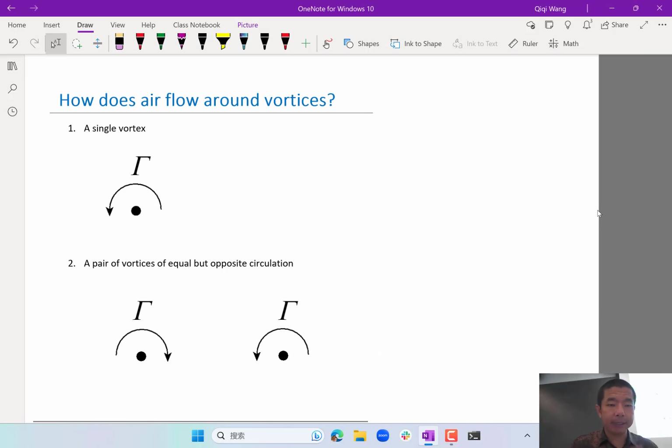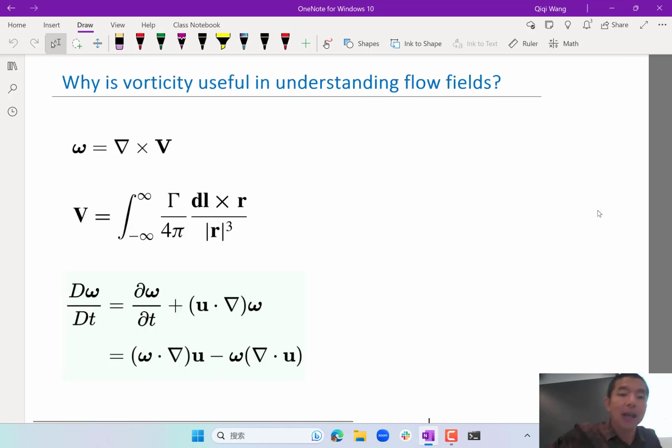Okay, so let me skip this and leave you as homework the airflow around vortices. But why is vorticity useful in understanding flow fields? The important thing is that, maybe not so easily at first, but once you grasp the idea of the vortex-induced flow field, you can pretty intuitively understand what the flow field is like around concentrated vortices.